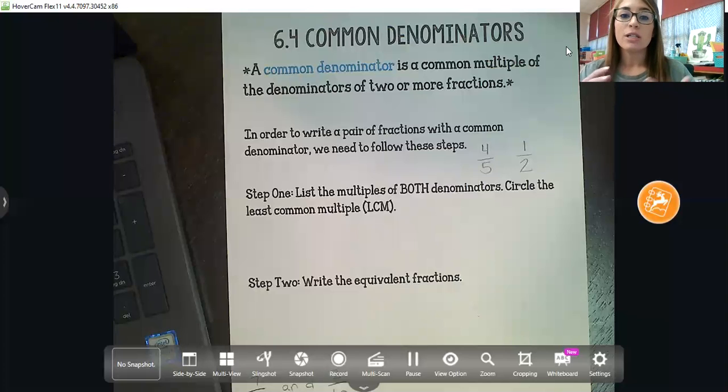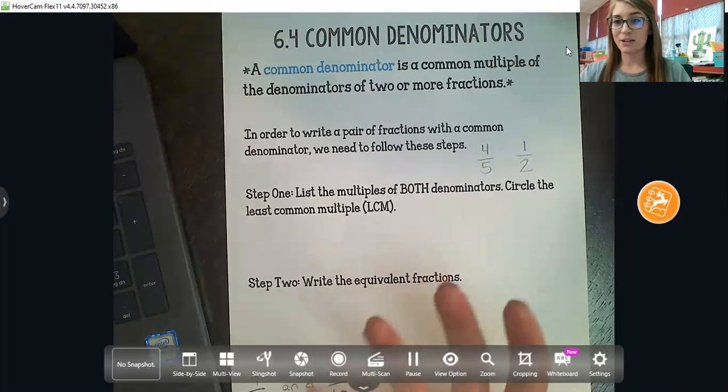Okay, so talking about common denominators today. Remember, denominators are the bottom numbers in a fraction, and common denominators are just a common multiple of the denominators of two or more fractions. So we're going to be rewriting fraction pairs as fractions with common denominators.